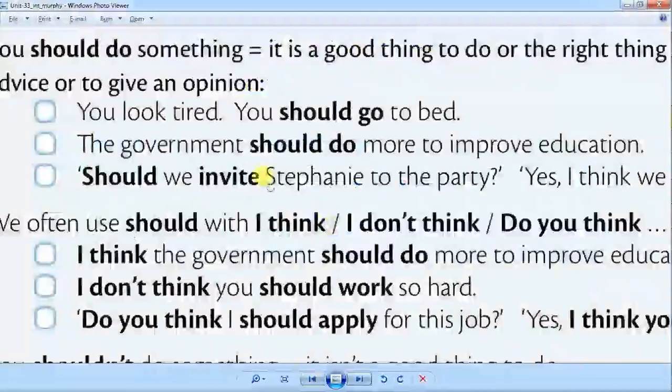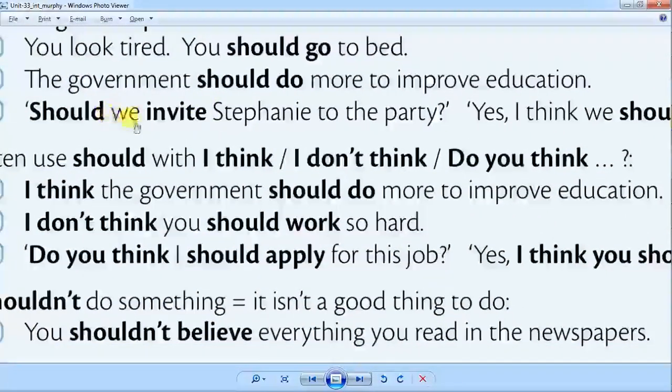Now let's talk about should. Savolda should oldiga o'tadi. Should we invite Stephanie to the party? Qachon should oldiga o'tadi? Maslahat so'raganimizda. Yes, I think we should. Okay? Now, ask me for advice. Should I buy this book? No, I don't think you should buy it. Come on, tell me, we have to speak more in English.